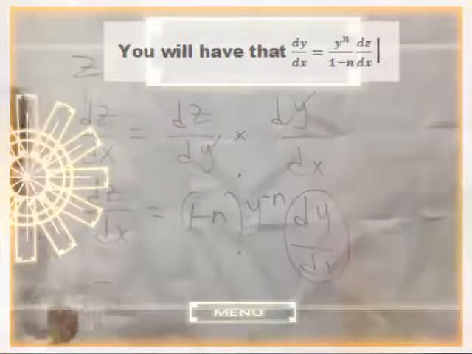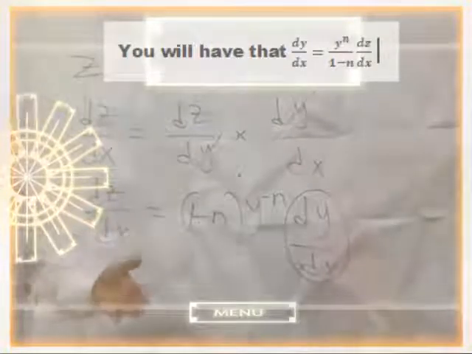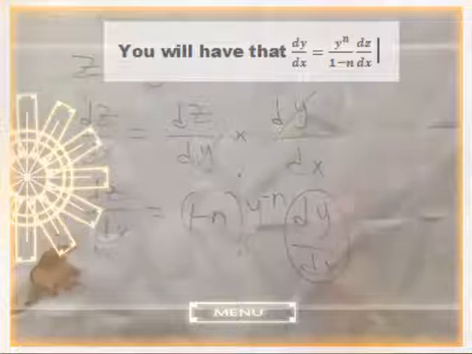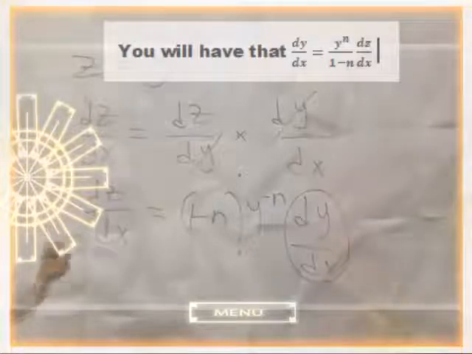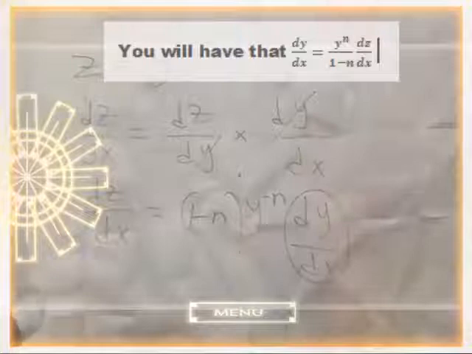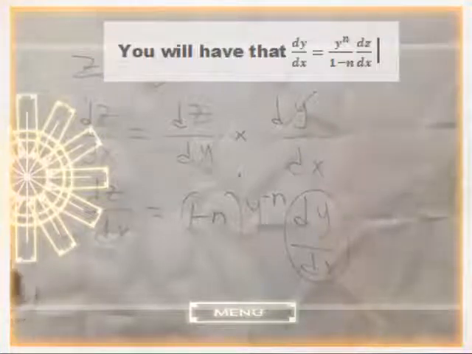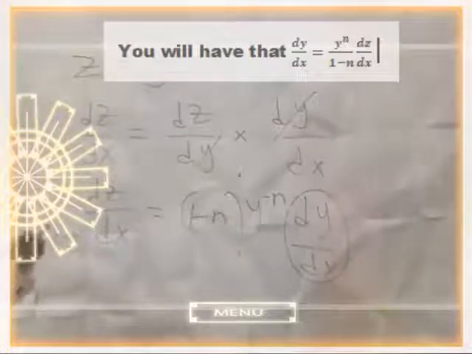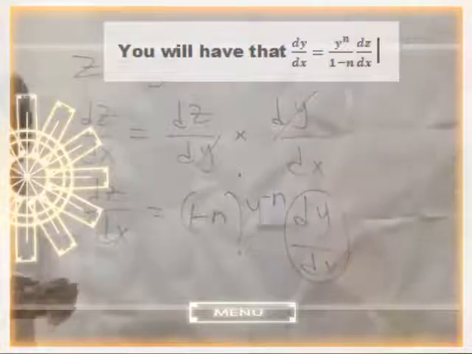Okay, I'm going to have it to be this. See, it will become that dy/dx is equal to y to the power of n over 1 minus n times dz/dx. Okay, now since you've gotten this, the next thing to do is to put the, okay, let me show you the next thing to do.